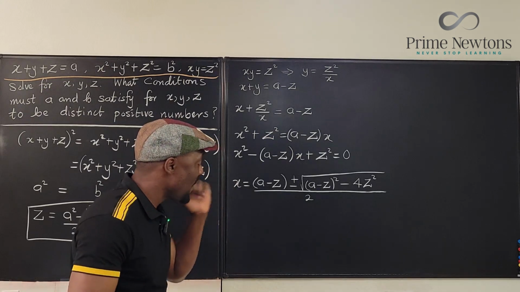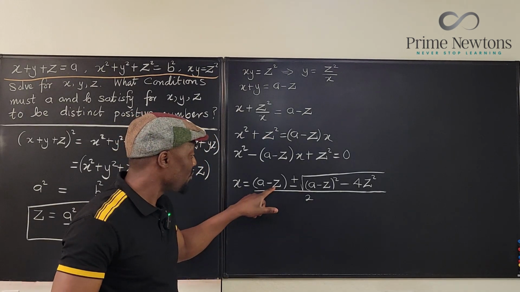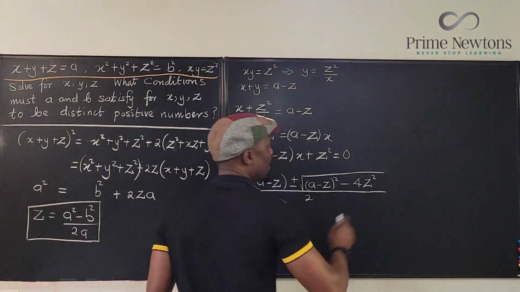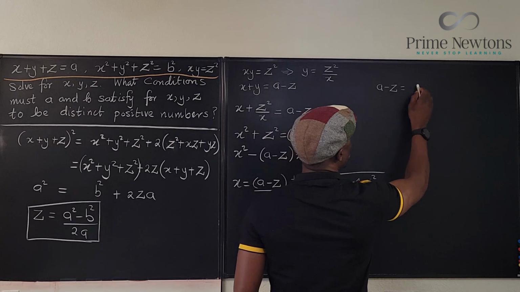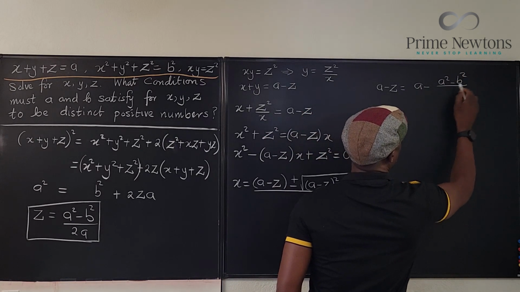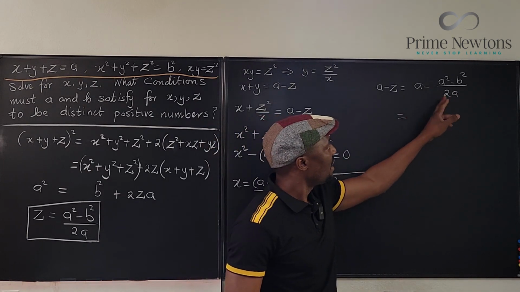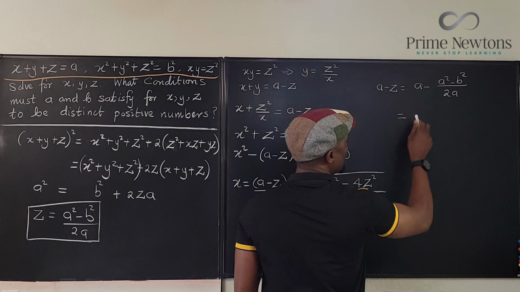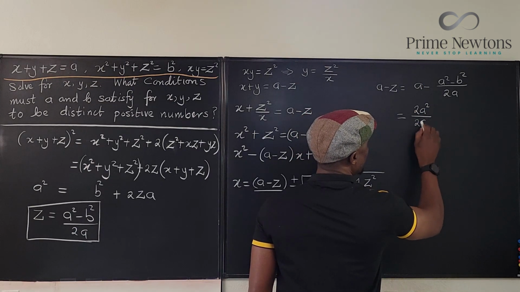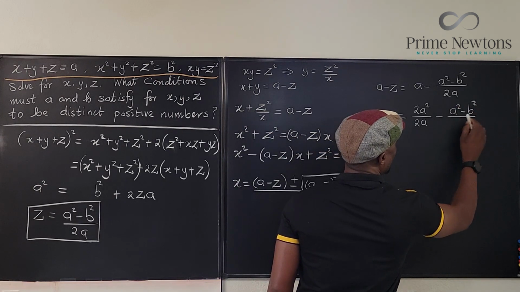So all I have to do now is replace, wow, that's going to be a lot of simplification. I have to replace z with the answer I got here. Okay, let's do it somewhere here. Equals a minus (a squared minus b squared) over 2a. If we simplify this, you multiply this by 2a, it's going to be 2a squared over 2a minus (a squared minus b squared) over 2a.